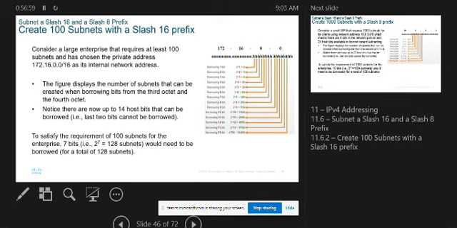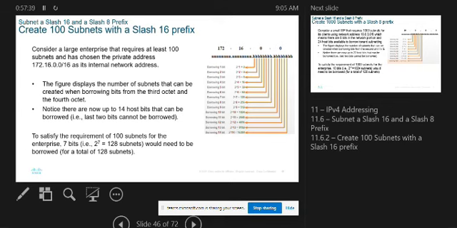So the answer is we're not going to be able to create exactly 100 because we know we go up by 2s, right? We know 2 to the 5 is 32. We know 2 to the 6 is 64. 2 times that's going to be 128. So my guess is that we need to borrow 7 bits, right? Because 128 is bigger than 100, 2 to the 7. So you're going to borrow 7, and then we're going to leave that.